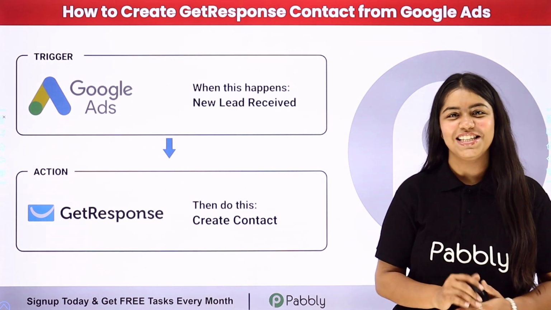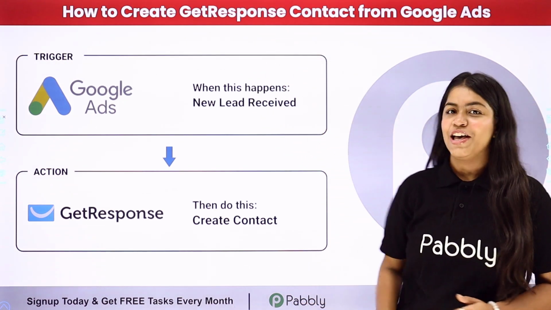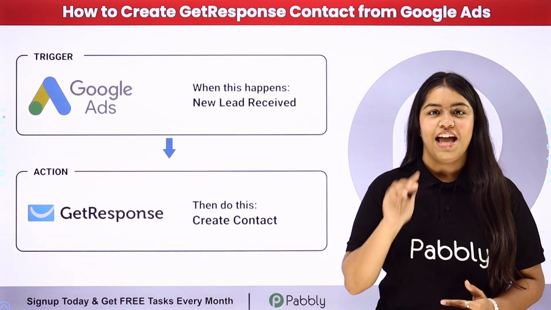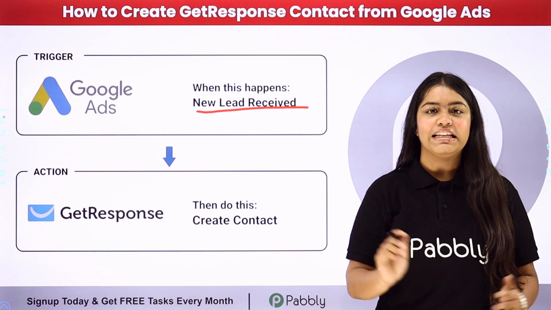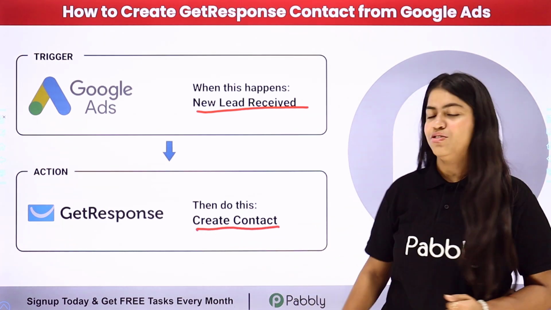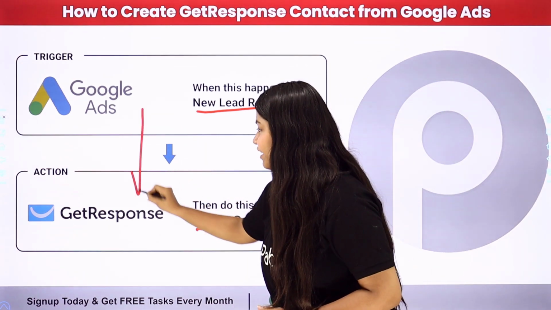The title of our today's video is How to Create GetResponse Contact from Google Ads. So I am running a business, and to promote my business I am using Google Ads, and I wish that as soon as a new lead is received in my Google Ads, automatically with the help of that lead details, a new contact should be created in my GetResponse too. For this, we are going to create an integration between Google Ads and GetResponse.